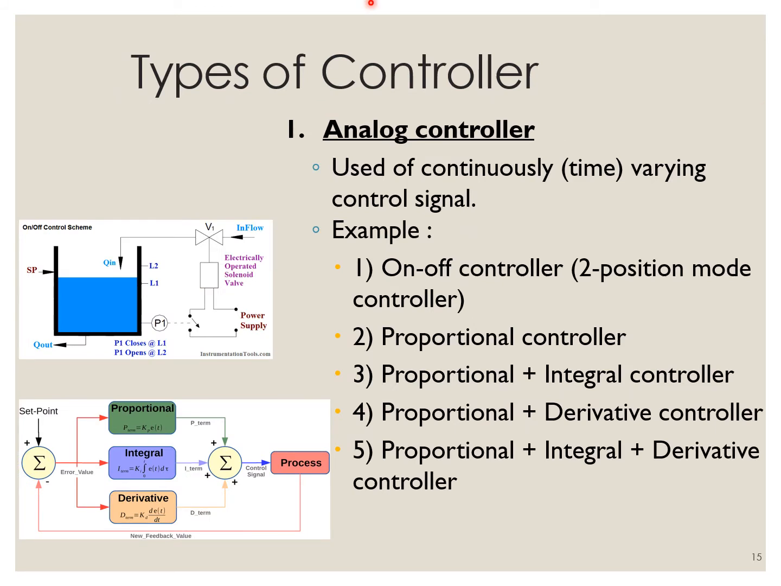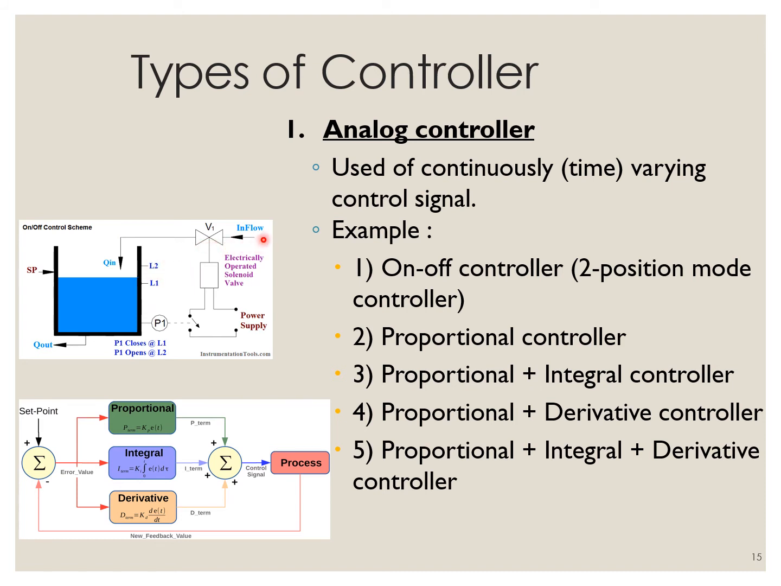Okay, now we move on to types of controller. We have two types of controller, which are analog controller and also digital controller. The analog controller is used for continuously varying control signal. Examples of analog controller are on-off controller, proportional controller, proportional plus integral controller, proportional plus derivative controller, and proportional plus integral plus derivative controller.